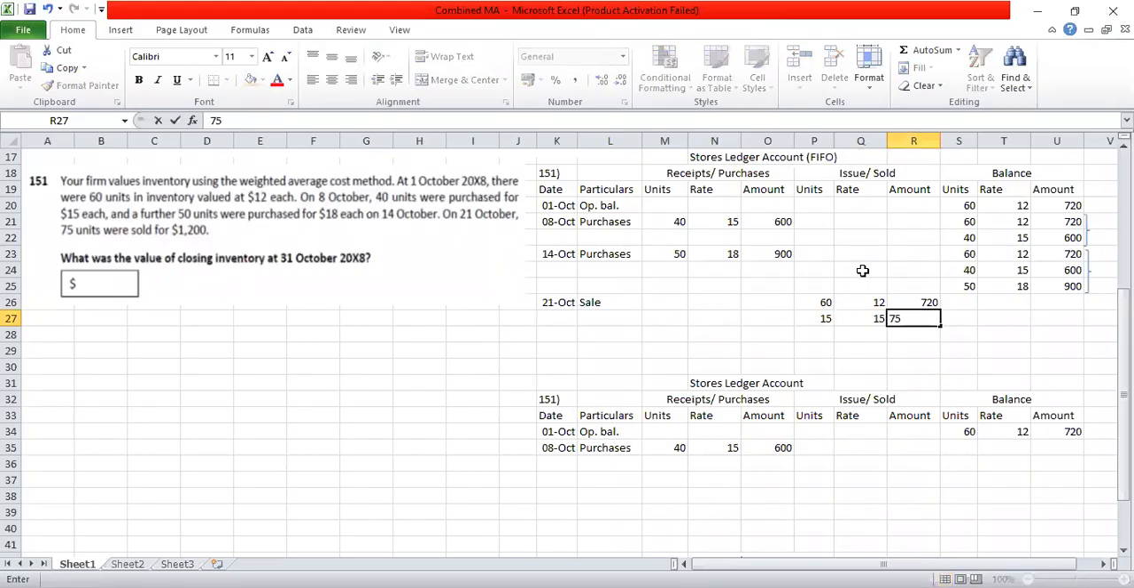Done. What is the balance which is available? The first lot is completely consumed. The second lot, out of 40, 15 are consumed. So only 25 would be there, and the value is 375. The last lot, which is 50 units, is untouched. 50 units into 18, sorry, the rate is 18, and the value is 900. So that's the balance which is available according to FIFO method.